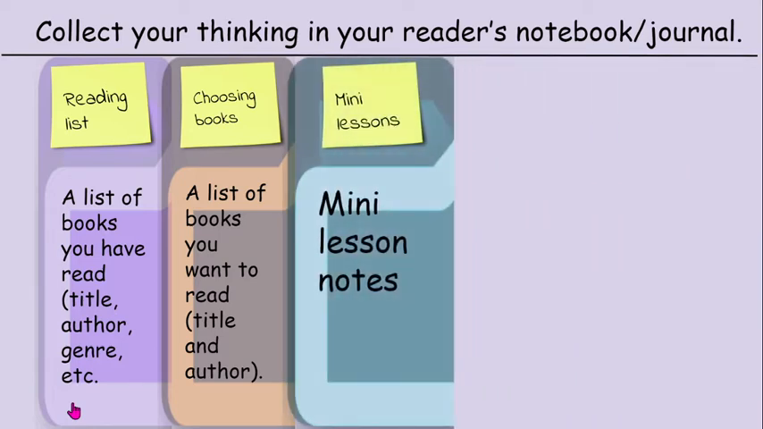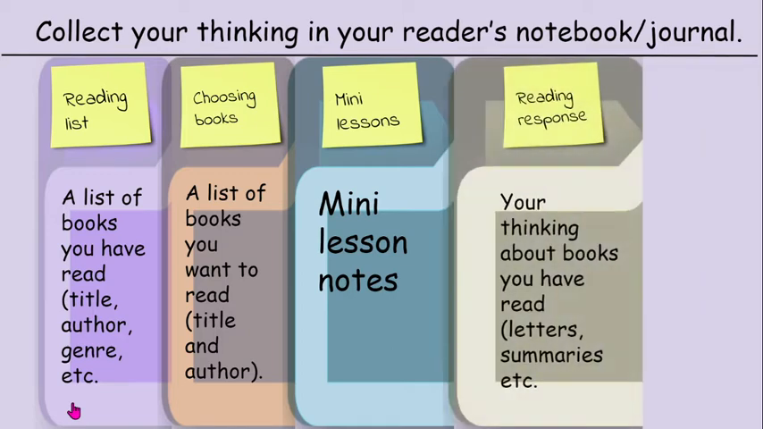Under the Mini Lessons tab is where you will keep the notes for your mini lesson journal. In this section, you can go back and look at previous lessons to review your thinking. Under the Reading Response tab is where you'll put thinking about books you have already read. They could be in the form of letters, or summaries, or book reviews.